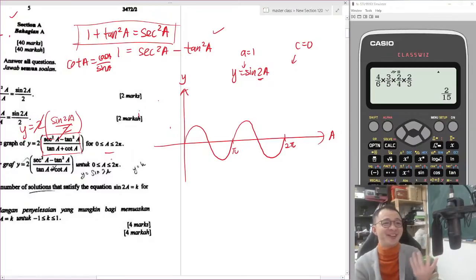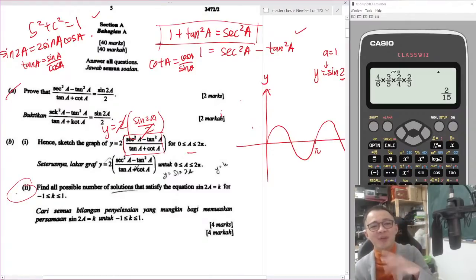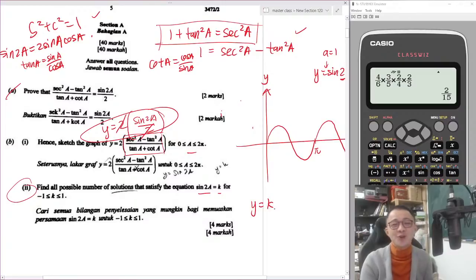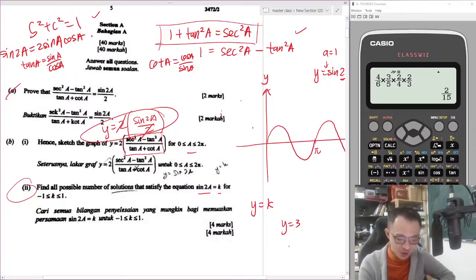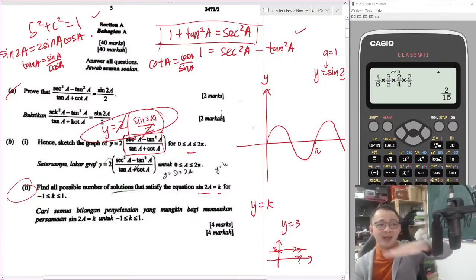Done. Very easy. Okay, then this one is a bit tricky if you have no idea what's going on here. They ask you to find the possible number of solutions when sine 2A equals k. What is sine 2A again? Sine 2A is basically your y, isn't it? So this one is y equals k. You should be able to visualize y equals k. y equals k is a horizontal line. Remember, if today it is y equals 3, the line passes through the 3 here. It's a horizontal line parallel to the x-axis. So when y equals k, it will be a horizontal line parallel to the x-axis.